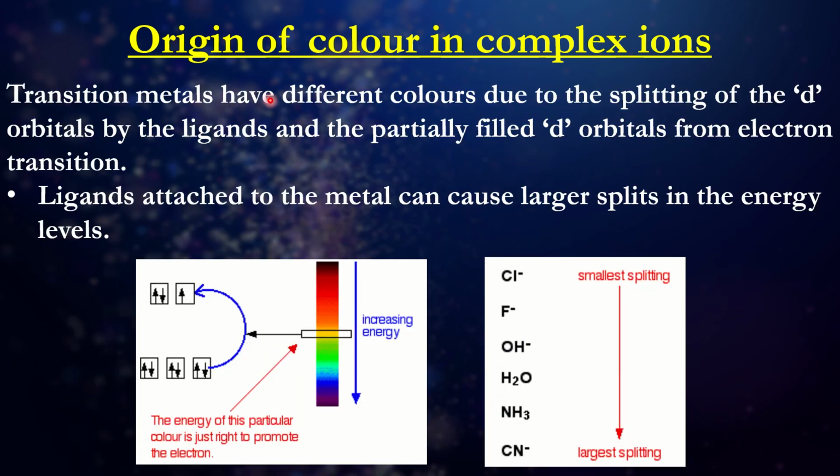Transition metals have different colors due to the splitting of the d orbitals by the ligands and the partial filling of the d orbitals from the electron transition. Ligands attached to the metal can cause large splits in the energy levels. Depending on what type of ligand we use, greater splitting is possible. Chlorine has the lowest amount of splitting. Cyanide and ammonia can cause the largest amount of splitting. The bigger the split, the higher the energy of light we form. The lower the split, the lower the energy of light that is created as well.